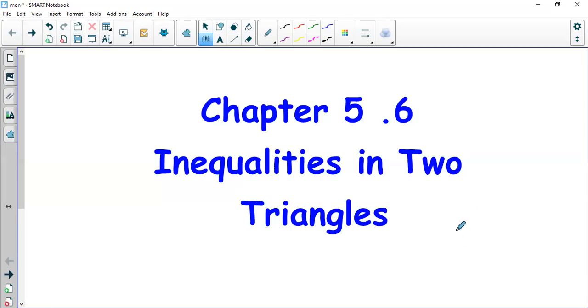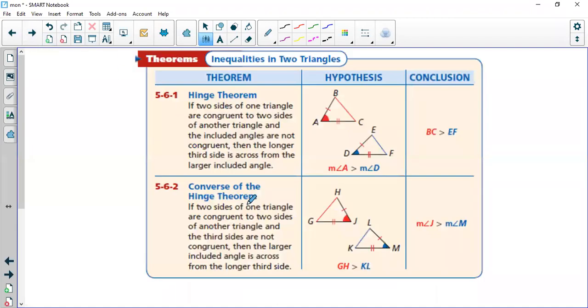Hello everyone. In this video, we'll be learning about inequalities in two triangles, which is for chapter 5, lesson 6. So from the lesson name itself, you can see that we are going to compare two triangles, and we are going to learn some theorems. To start with, of course, we have to learn two theorems here.